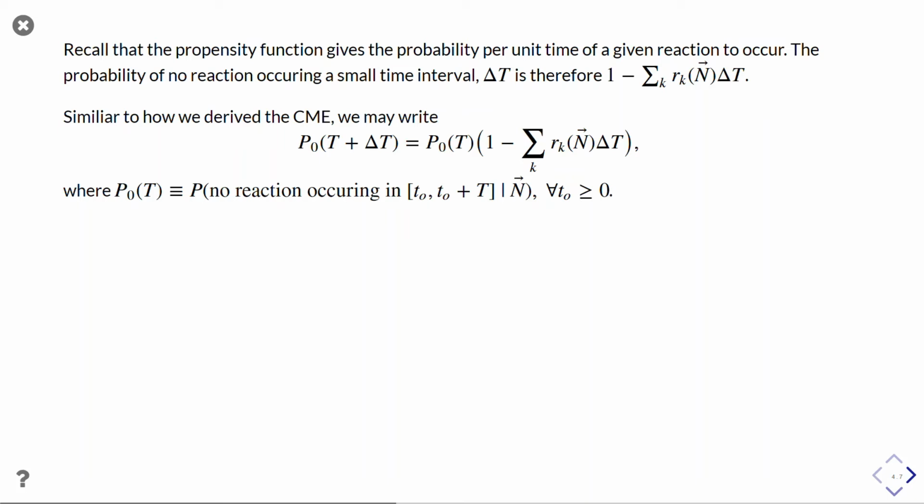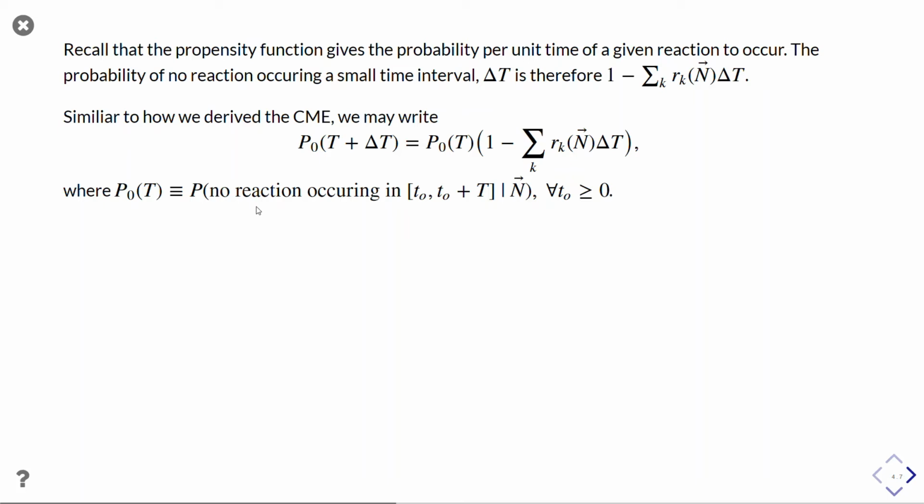Similar to how we derived the chemical master equation, we may write the equation shown here for the conditional probability of no reaction occurring in some time interval given the current state. The probability of no reaction occurring in a time interval of length t, given the state n, and the probability of no reaction occurring in a time interval of length delta t, given state n, are independent. Therefore, this equation above follows from the fact that given two random variables a and b, the probability of a and b is equal to the probability of A times the probability of B.